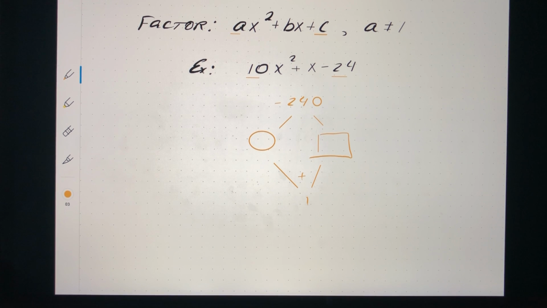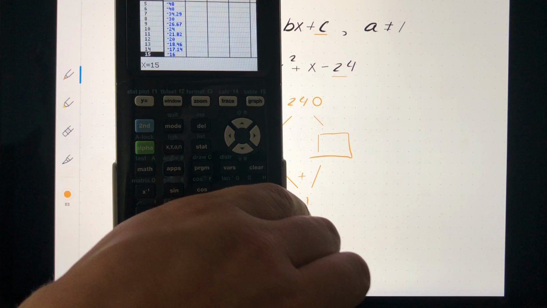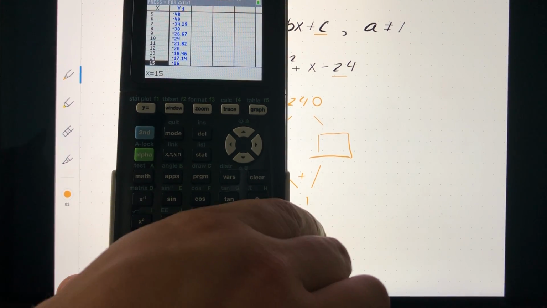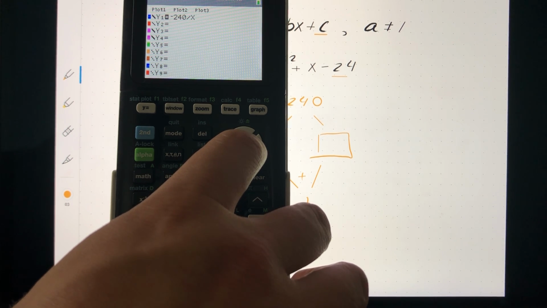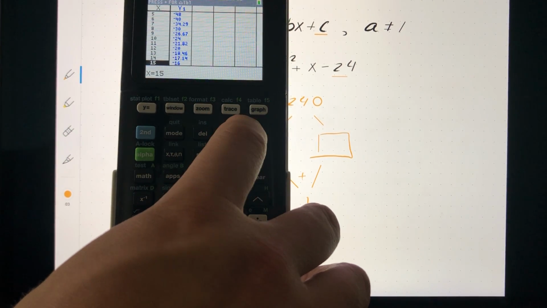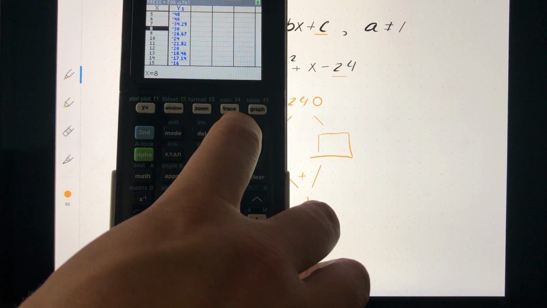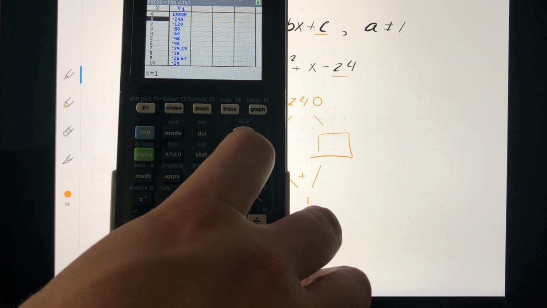And to help us find this combination, we can use the calculator. So here is the graphing calculator. In y equals, we can type in negative 240, that's AC, and then divide it by x. When we look at the table, we can scroll through and see all the combinations of numbers that multiply to negative 240. We'll look for the pair that adds to plus 1.